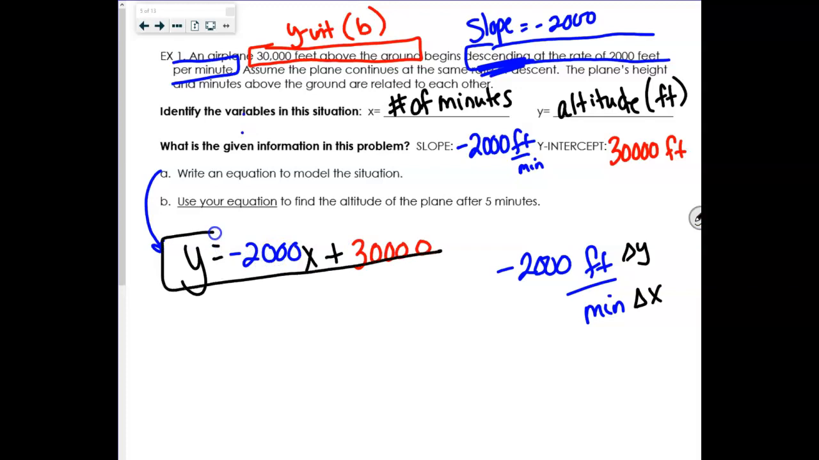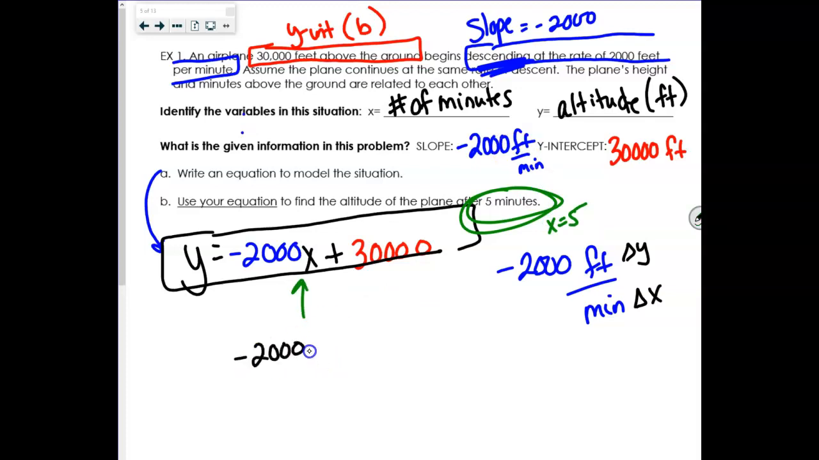And now what good is an equation if we're not going to use it? So take your equation and find the altitude of the plane after 5 minutes. So remember, minutes is the x value. So they want you to plug in x equals 5 into your equation. So this could be on your home screen of your calculator, or you can use the old noggin today. Negative 2,000 times 5 plus 30,000. What is that, 20,000 feet?